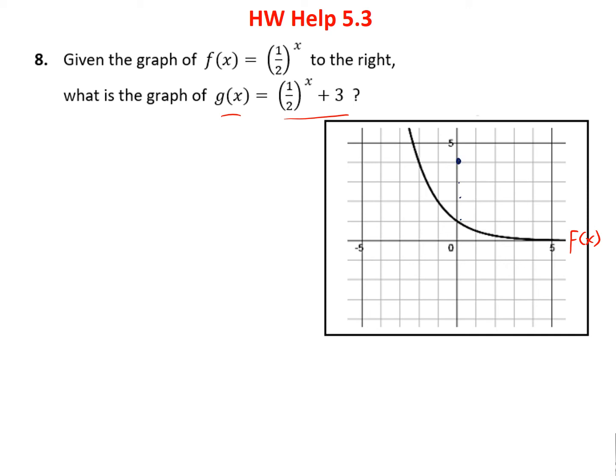Here, 1, 2, 3. It's going to be about there. Here, 1, 2, 3. Here, about here. And here, 1, 2, 3. And here, 1, 2, about here. In other words, it's going to look something like this. Notice that it's the same thing, but every point just goes up plus 3. And this could be kind of how we'd have to graph g of x.